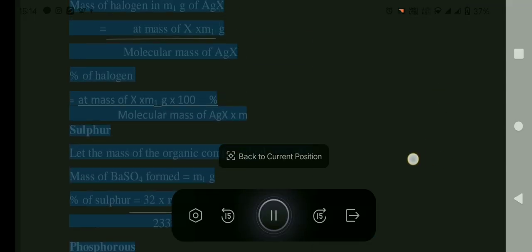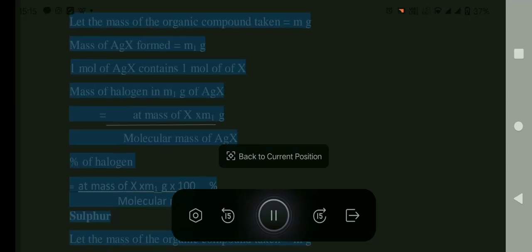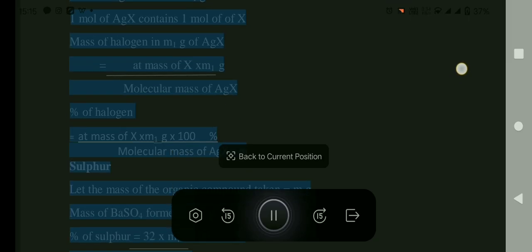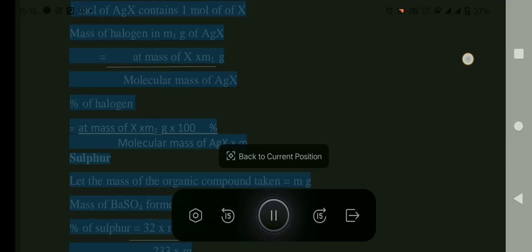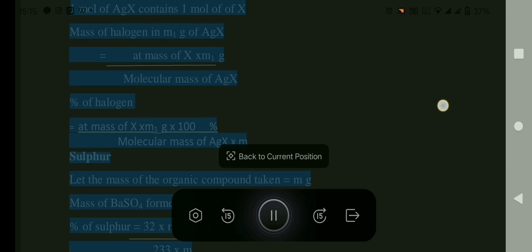Let the mass of the organic compound taken equal m g, mass of AgX formed equal m1 gram. 1 mole of AgX contains 1 mole of X. Mass of halogen in m1 gram of AgX equals atomic mass of X × m1 gram / molecular mass of AgX. % of halogen equals atomic mass of X × m1 × 100 / molecular mass of AgX × m.